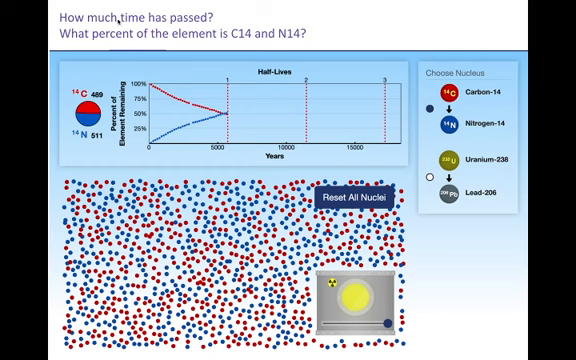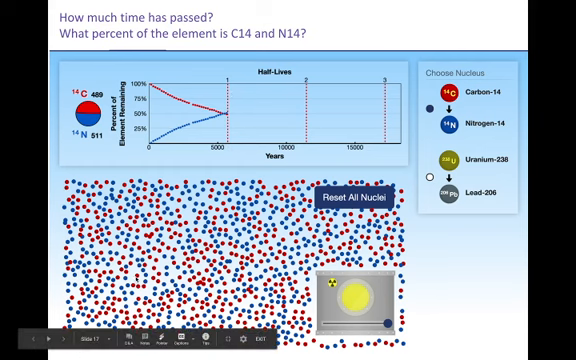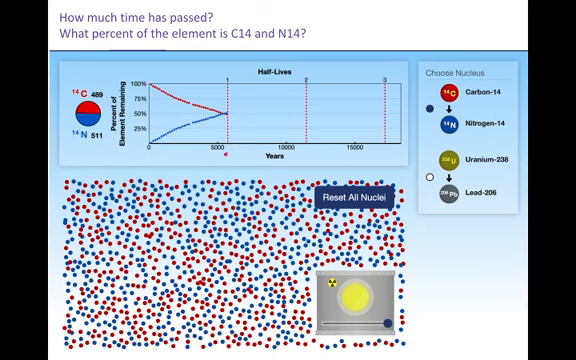In terms of how much time has passed, let's look at this part here. It shows that it's 1 half-life, and this looks to be a little more than 5,000 years. Remember back that the half-life for carbon is 5,730 years. So that's what 1 half-life is.